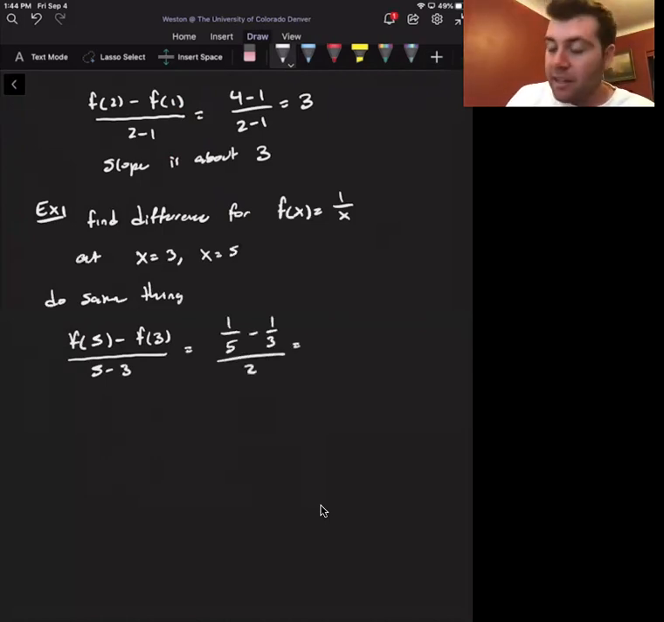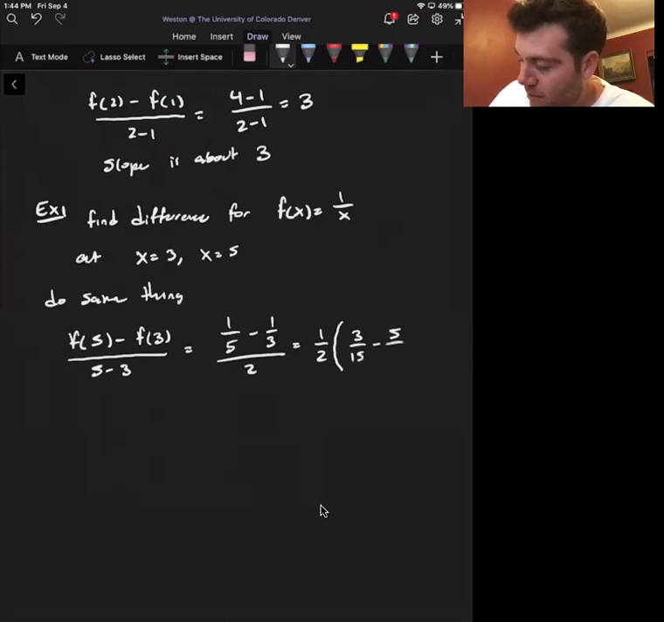This is where we have to make a common denominator. You can actually pull that divided by 2 out in front as a multiply by 1/2. We make a common denominator, get 3/15 minus 5/15. And that gives us negative 2 over 2 times 1 over 15, or just negative 1 over 15.